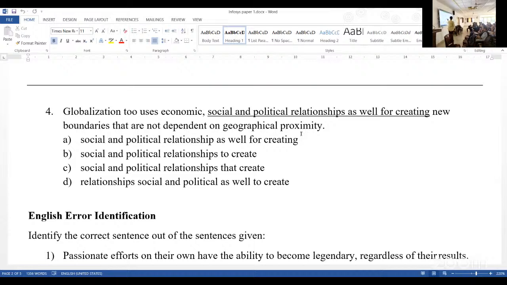Okay. Relations to create new boundaries that are not dependent on geographical proximity. So if you remember yesterday, we have discussed the use of prepositions, right? This usage of prepositions is very important. Just I am recollecting what we have learned. So when do we use "to"? If we want to indicate any direction or recipient of action.